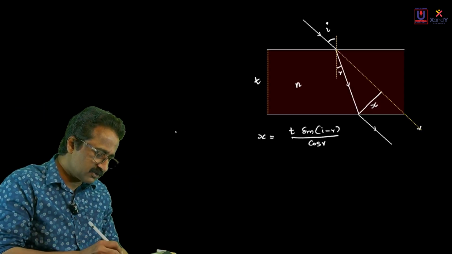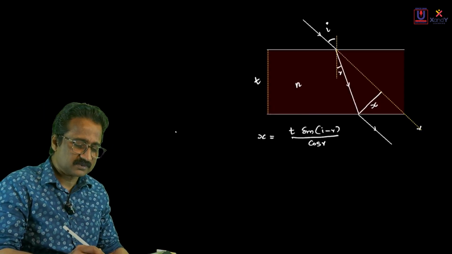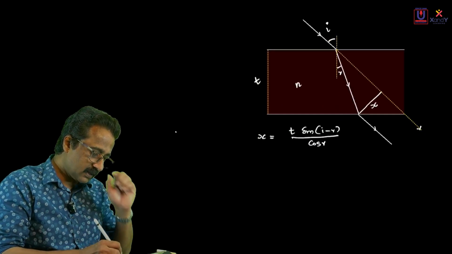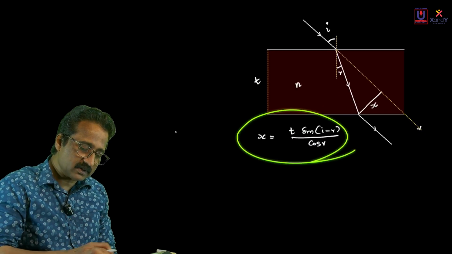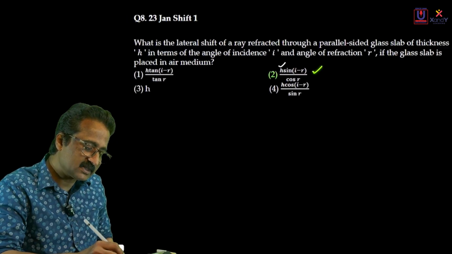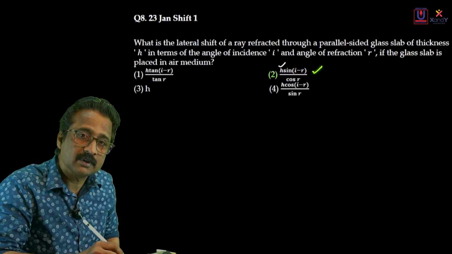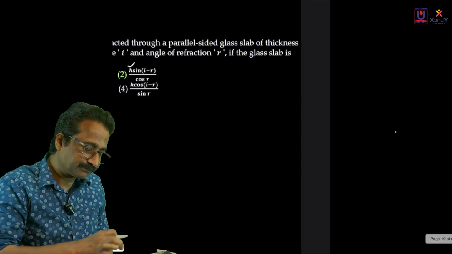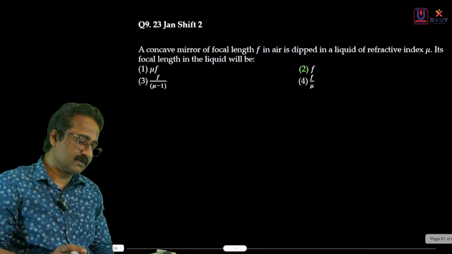This can be derived, but the derivation requires a lot of steps. So remember, that is the expression for that. So t into sin(i − r) by cos r, which is h into sin(i − r) by cos r, because t is equal to h in the question. So you go with option 2. That was a direct question.